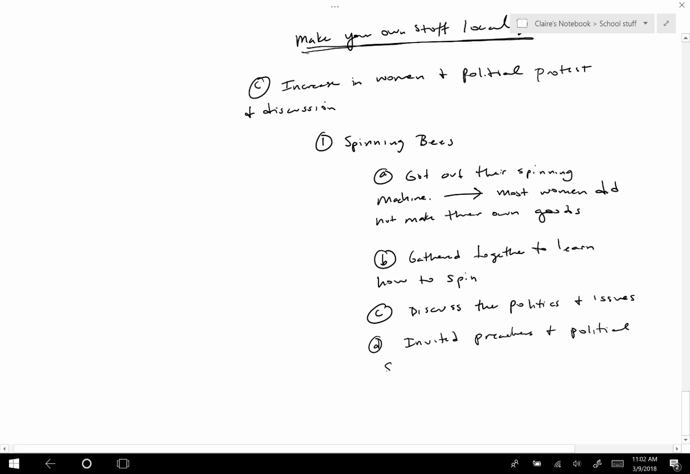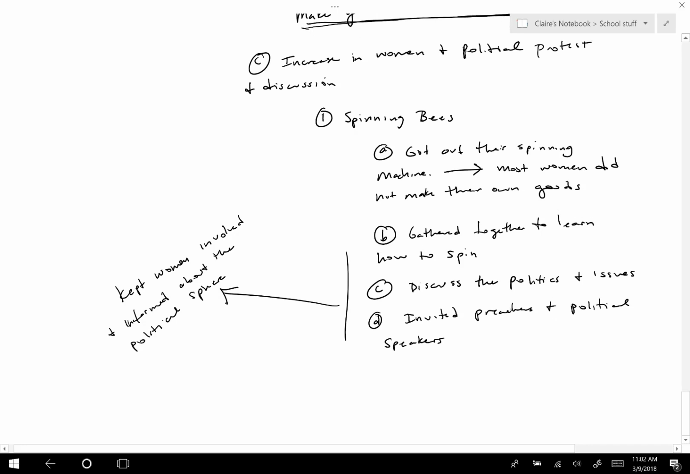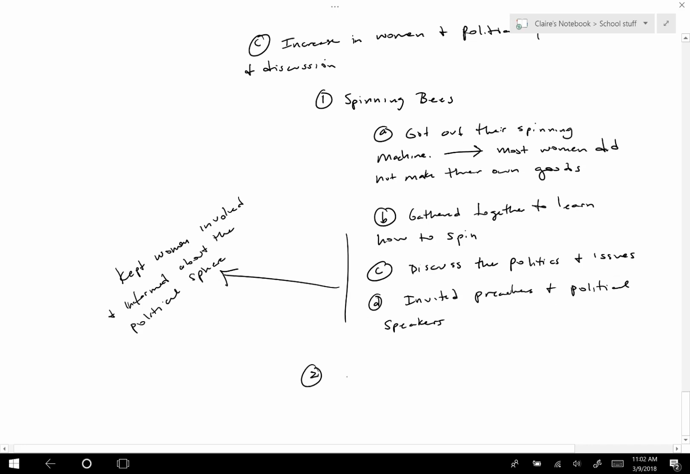Political speakers. And so the importance of this is it kept women involved and informed about the political sphere at the time. And they also published.